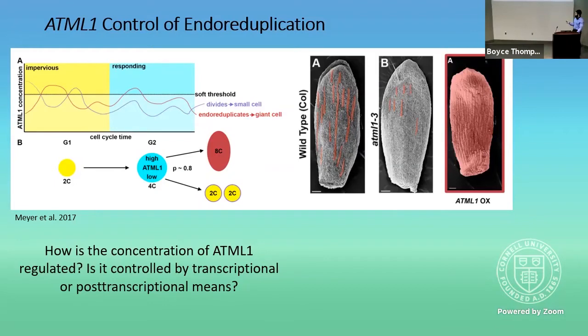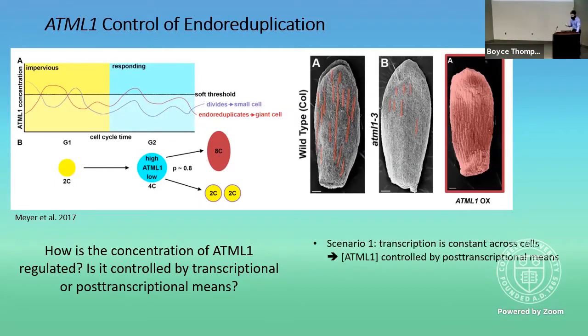Does it occur by transcriptional control or post-transcriptional control of ATML1? So you can imagine 2 scenarios. One, transcription is constant across all cells, but the rate of degradation of ATML1 protein would be at a different rate per cell. This would imply post-transcriptional means, because if transcription happens at an even rate, but the concentration of ATML1 protein fluctuates due to different degradation rates, this would imply a stochastic process controlling degradation after translation.